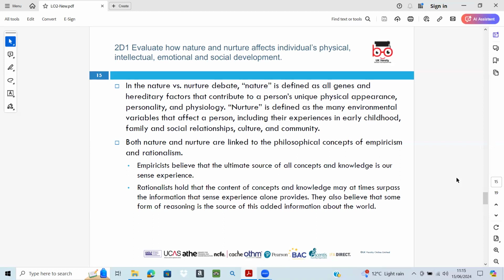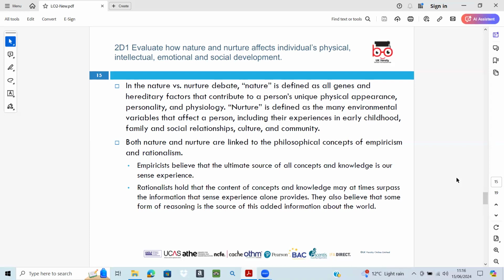While if we talk about rationalism, basically rationalists contend that knowledge transcends sensory experiences, suggesting that reasoning and intellectual perception provide insight beyond observable phenomena. They highlight the role of cognitive abilities and conceptual understanding in shaping beliefs and decisions.